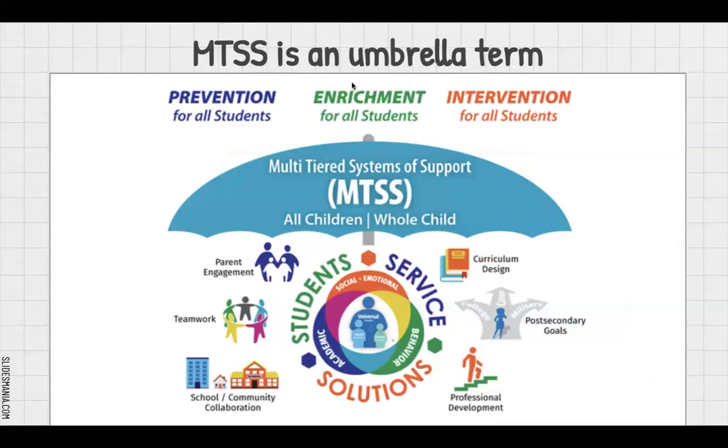So MTSS is an umbrella term. It is a way to have prevention for all students, enrichment for all students, and intervention for all students. We are talking about every child and the whole child. We already talked about how we want to make sure that we have parents engaged and part of that community working to do what's best. It's teamwork. It's a group approach to meeting their needs. There's a lot of school and community and district collaboration around multi-tier support systems.